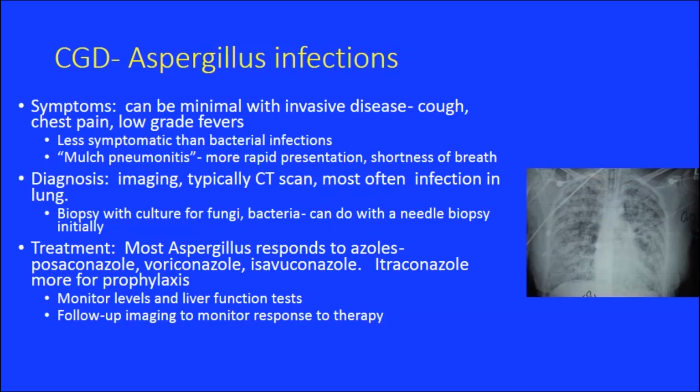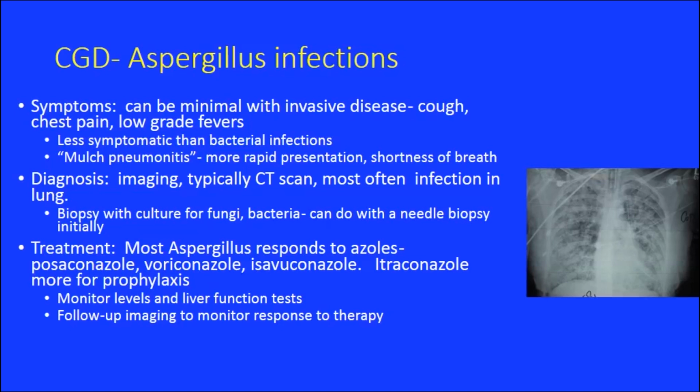The diagnosis of a mold infection in CGD is with imaging, typically a CAT scan to see where the source of infection is. Then, really importantly for chronic granulomatous disease, you can't make this diagnosis very easily with a bronchoscopy. You have to do a biopsy. We usually start with a needle biopsy with interventional radiology. For the treatment, most Aspergillus responds to these azoles: posaconazole, voriconazole, isavuconazole.